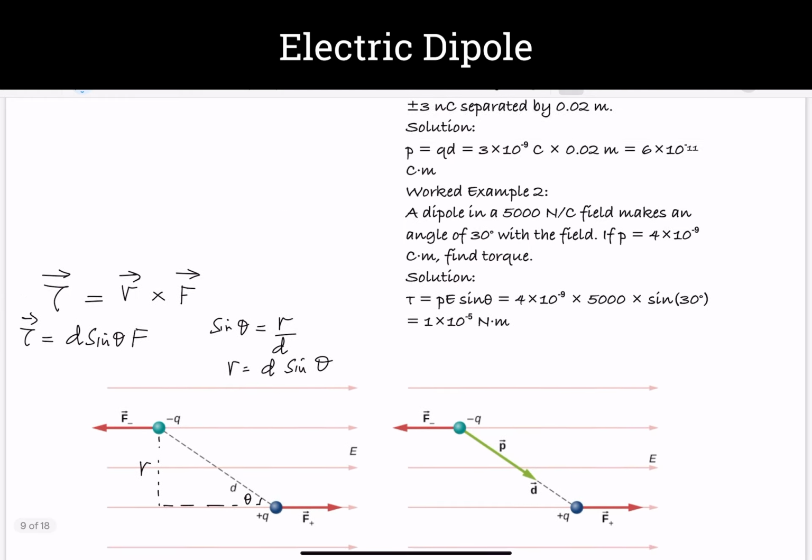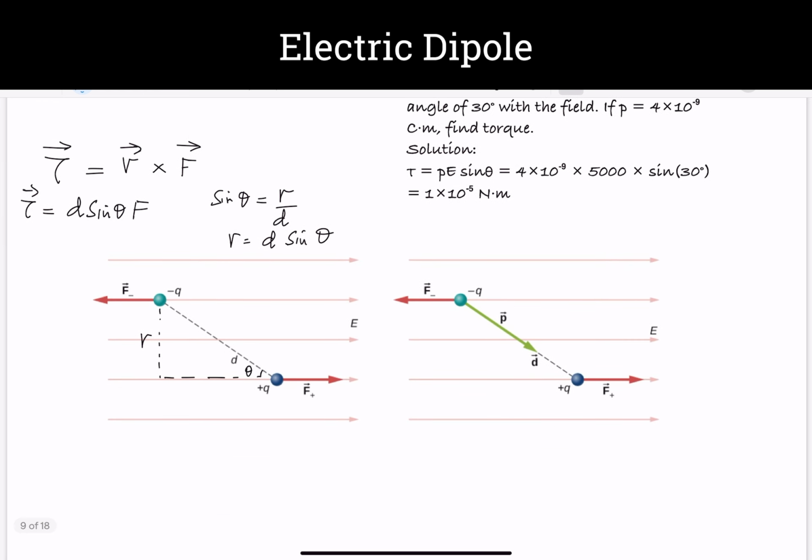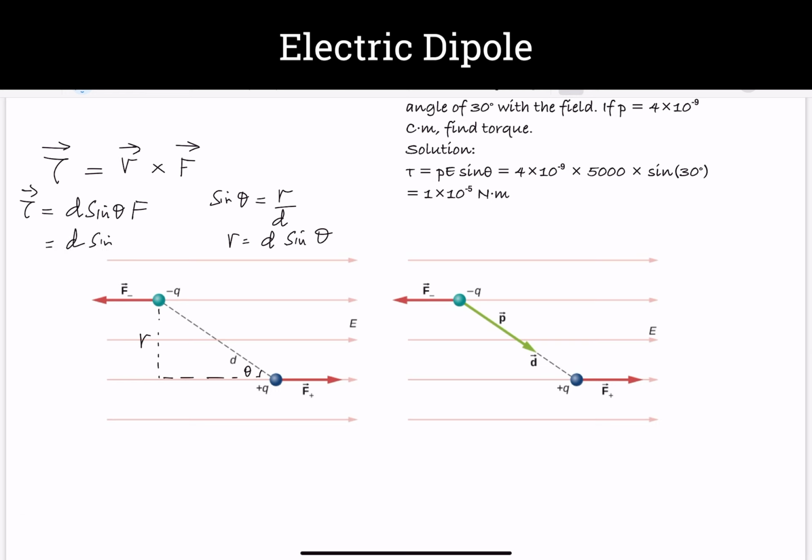Now, remember that dipole moment is defined as charge times this. Let me substitute d sine theta. What's F? F is q times E. So now if you take d and q and multiply them, you're going to get the dipole moment P.